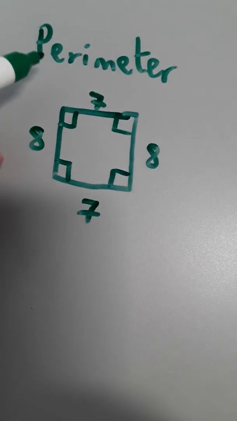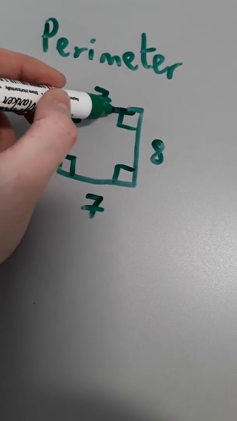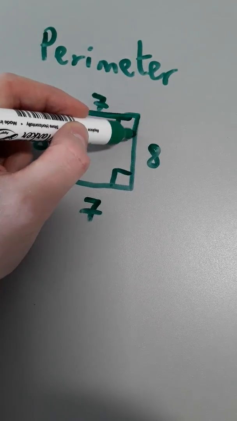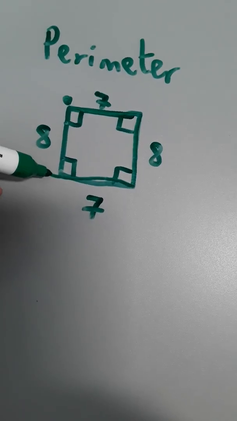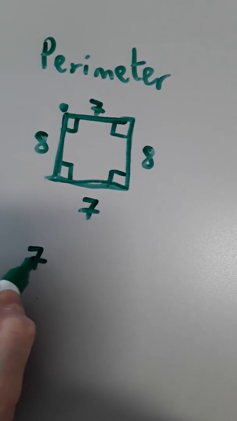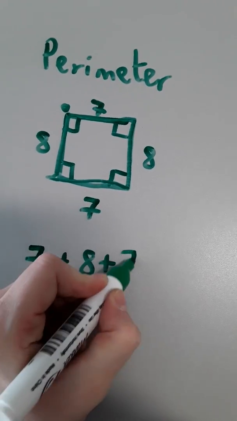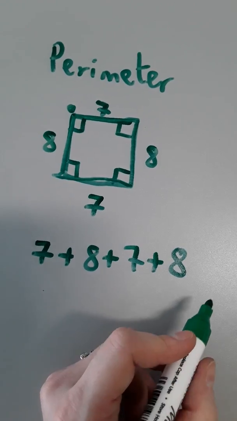Okay, if I was walking around it and I started here, I'd walk along here, which would give me 7 plus another 8, which makes 15, plus another 7, which makes 22, plus another 8, which makes 30. So just remember that perimeter is all of your sides added up.